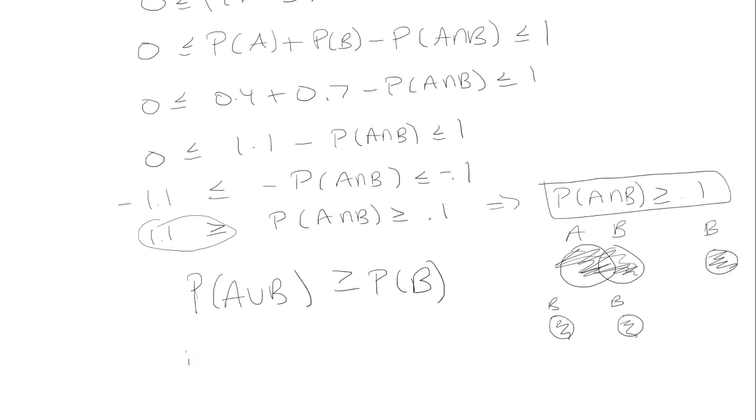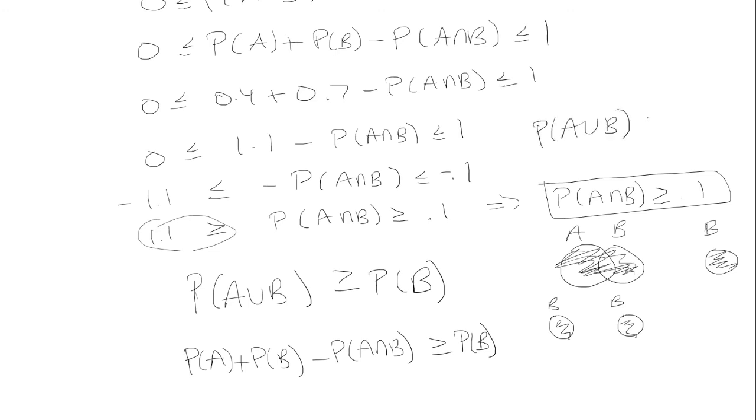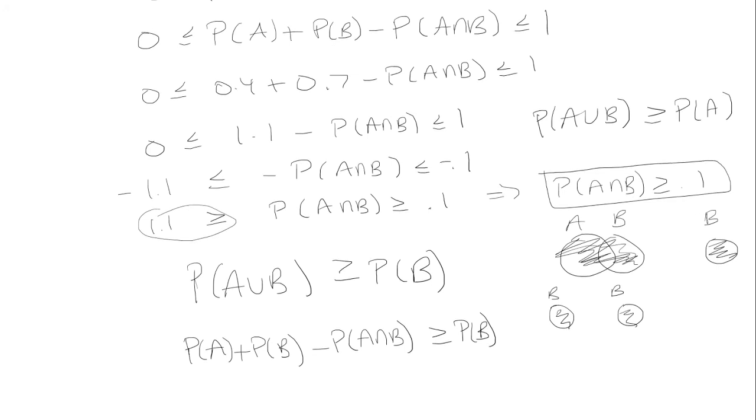So we're going to rewrite probability of A union B as probability of A plus probability of B minus the intersection. And I should also add that I chose probability of B because it's bigger than probability of A. So I could also say that the probability of A union B is greater than or equal to probability of A, but I want to use the bigger value because I want to find an upper bound. So I want to find the maximum it could be.